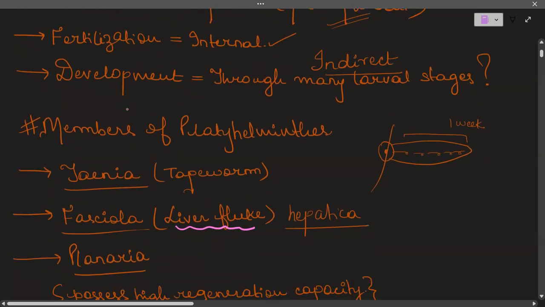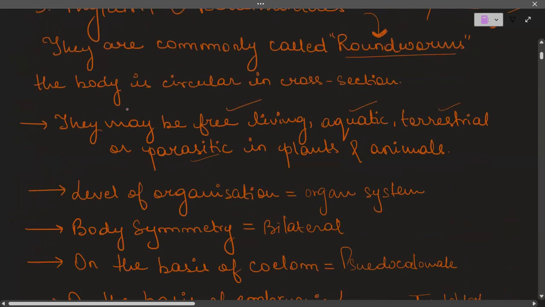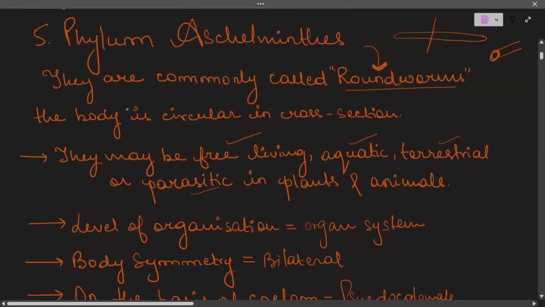Platyhelminthes. Moving forward, there is the phylum Aschelminthes. Now these are the roundworms. Their body is not flattened. These are the roundworms. Now the body is circular. Anything that is round, when you cut it, you'll find it round or circular in cross section.